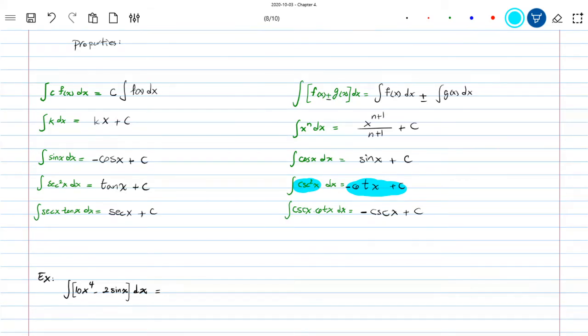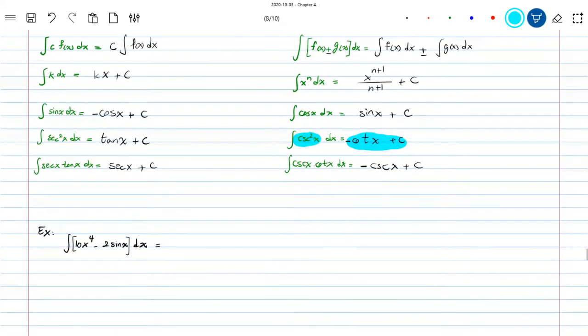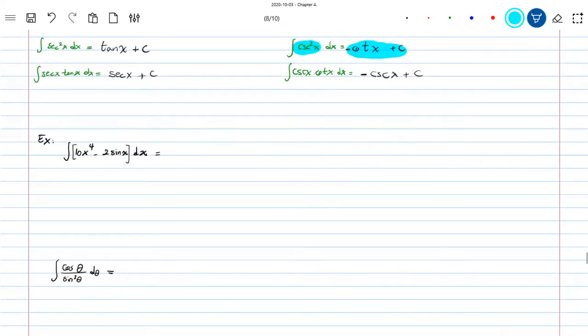Okay, so here are a bunch of examples. We can go through them together using these properties. Sorry, let me fix this integral notation. It's a stretched out S, something like that. So the integral of 10x to the power 4 minus 2 sine x dx. If you want to find that, one property says you can split this.